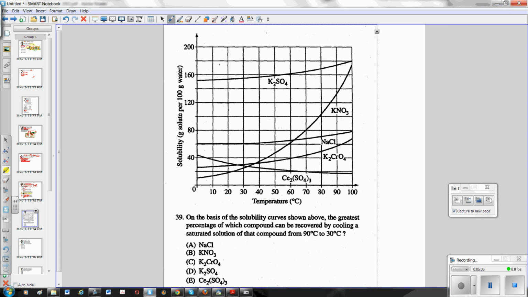Next one, this is graph reading. Solubility curve, greatest percentage of a compound that can be recovered, going from 90 to 30. Well, here's 90. Here's 30.